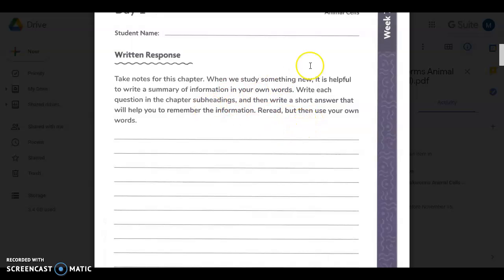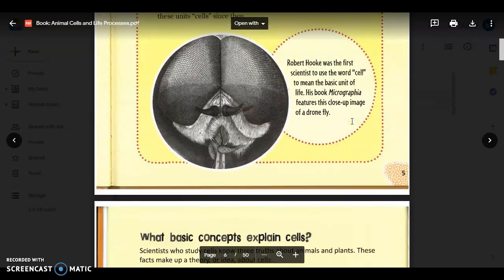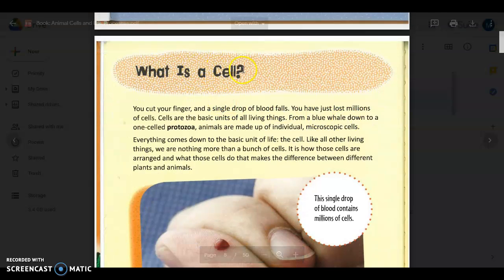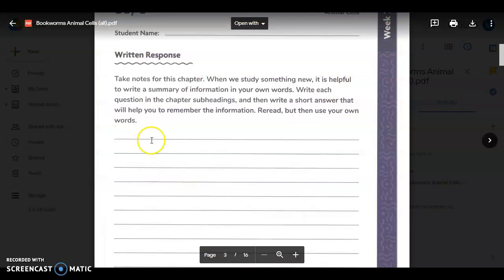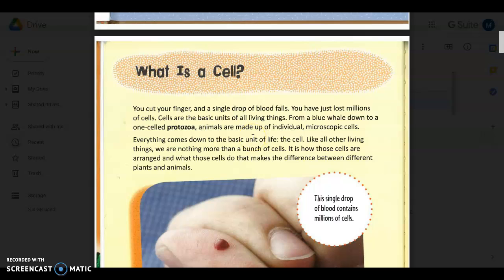So what they're saying is each one of these sections had a subheading. So if we go back up, I had a question in it. So there were 4 questions. One question is, what is a cell? So on my paper, I would write, what is a cell? And then I would find the answer for it. So on this one, I'm going to help you with the answer. The rest you'll have to come up with.